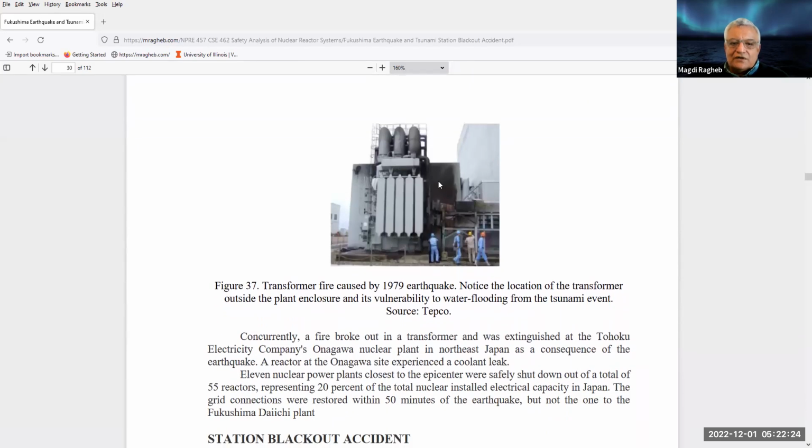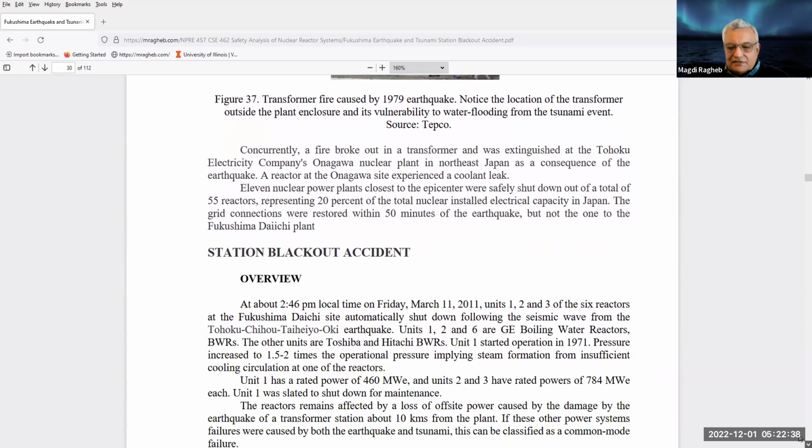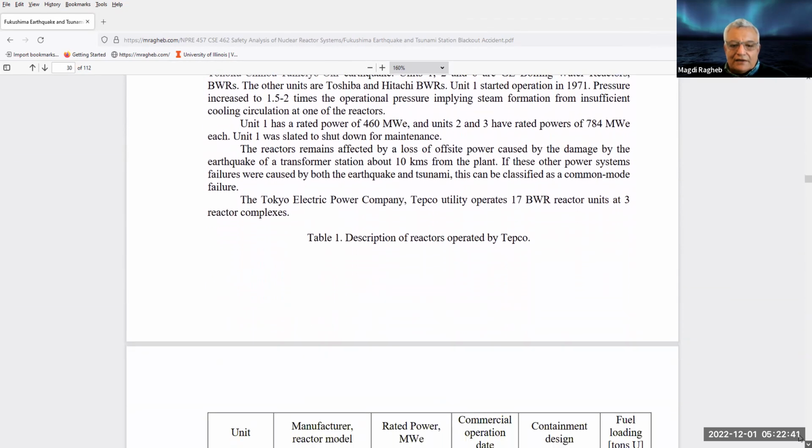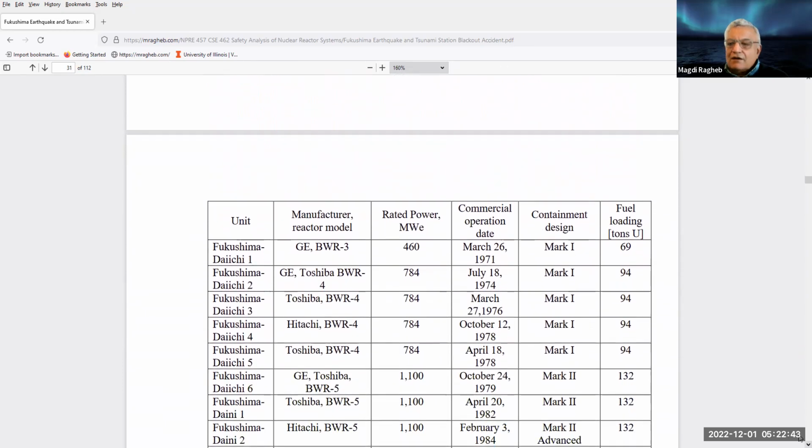As I suggested, earthquakes have been happening in Japan. This is another situation where an earthquake caused a fire in one of the transformers, in an earthquake in 1979. Okay, so we identified the accident as a station blackout accident.